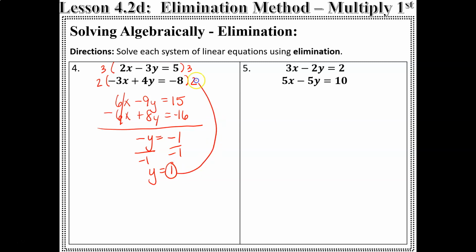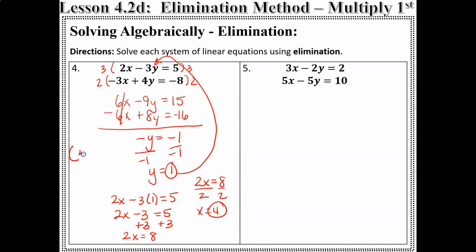I'm going to take that y and put it into the top one. It doesn't matter where you put it. You can put it into either form and you'll end up with the right answer. So I have 2x minus 3 times 1 equals 5. Do that multiplication first. 2x minus 3 equals 5. I'm going to add 3. 2x equals 8. Dividing by 2, x is 4. So we have 4, 1. That's our answer.